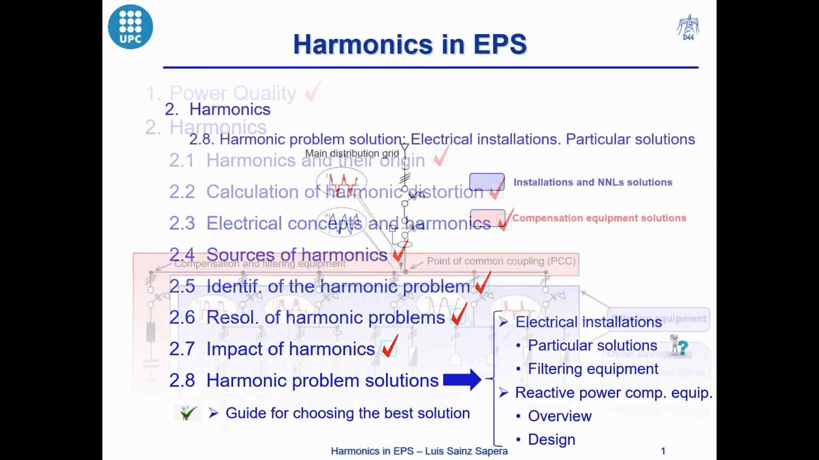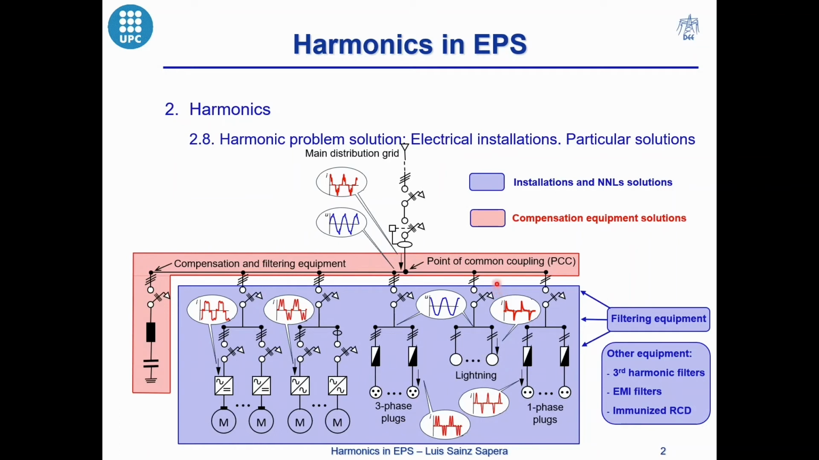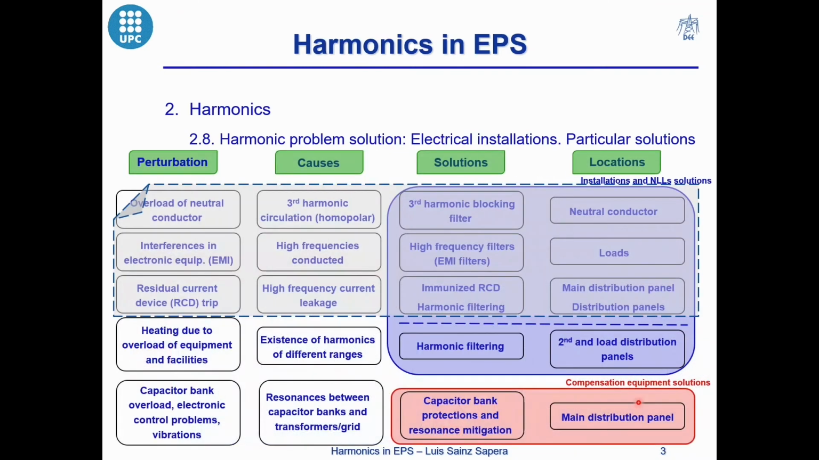In the first video, the harmonic problem solutions were divided in those applied to the electrical installations and nonlinear loads and those applied to the reactive power compensation equipments. In this video, I will explain some of the installation and non-linear load solutions. In particular, I will present the third harmonic blocking filters, the high-frequency filters, and the immunized residual current devices.